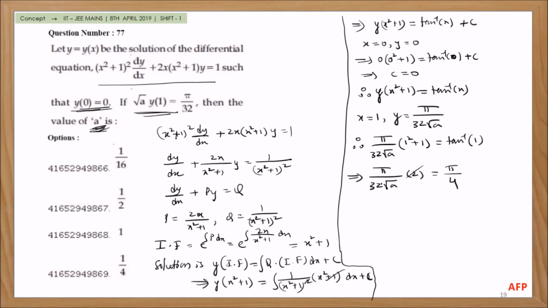This is 16 times, this is 4 times, and pi also will get cancelled. So this implies root a is equal to 1 divided by 4. Squaring on both sides, a is equal to 1 by 16, which is our answer. So here the first option follows.